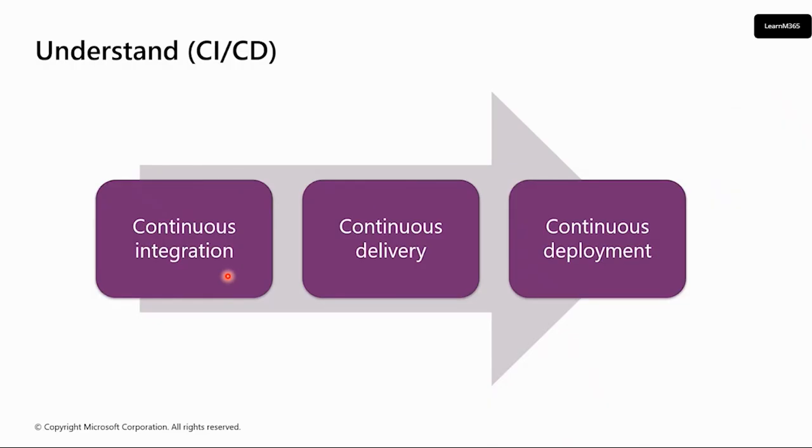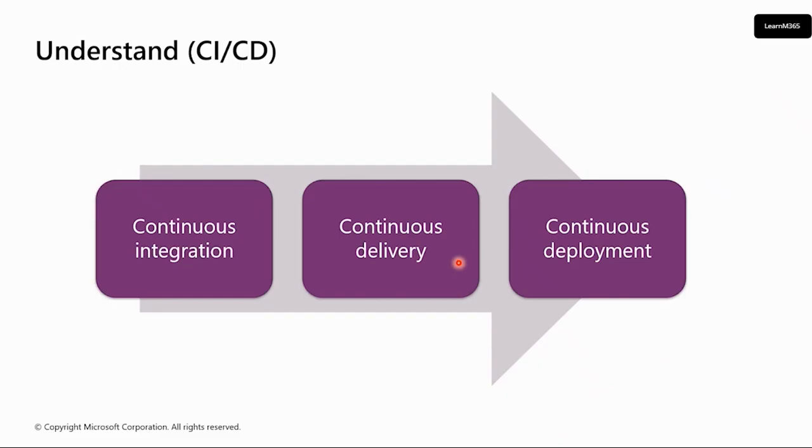Think of CI/CD as a software delivery pipeline. It's a streamlined approach to building, testing, and releasing software faster and more reliably. This is basically what CI/CD does. If we look at this diagram, we can see there are three key stages.